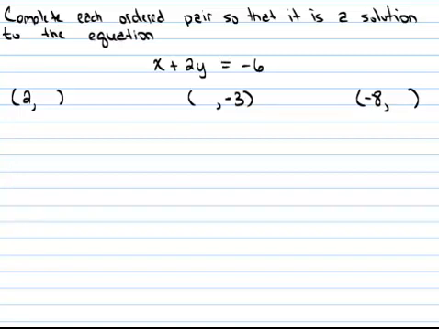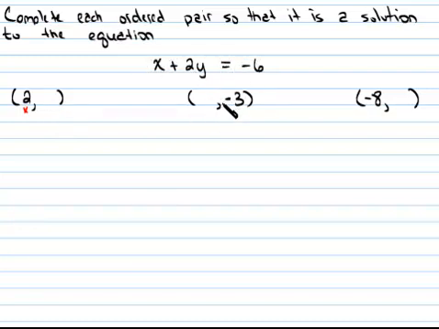Complete each ordered pair so that it is a solution to the equation x plus 2y equals negative 6. So we're basically trying to find some x and y values that will make this equation true, or some solutions. So the first one says, okay, if my x value is 2, what does my y value have to be in order for this to be a solution?